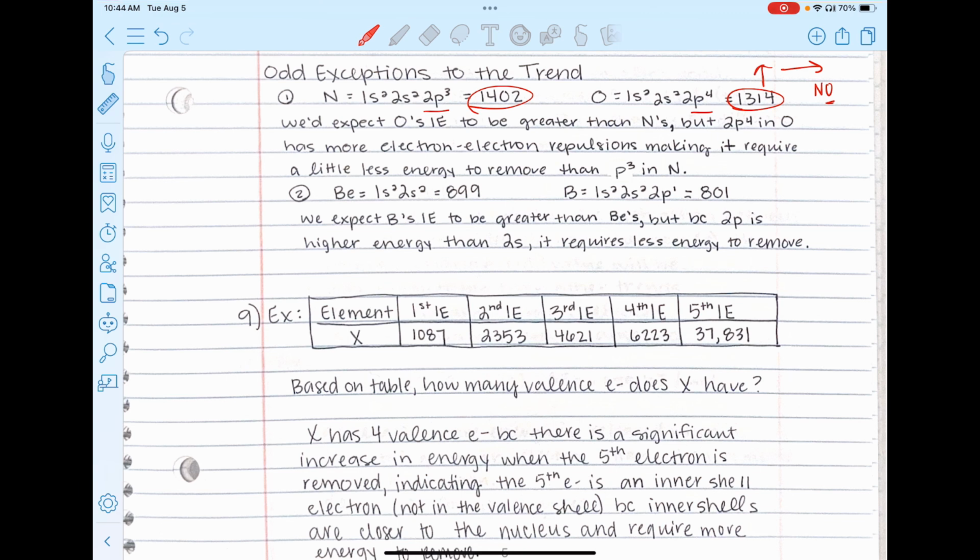Another example where you see a similar situation is beryllium and boron. Beryllium is 1s2, 2s2. Boron is 1s2, 2s2, 2p1. Although they're both in the second energy level, we would expect boron to be higher because beryllium comes before boron, but it's not. Its value is 801 as compared to 899. 2p has a higher energy than 2s. Because it's at a higher energy, it requires less energy to remove.